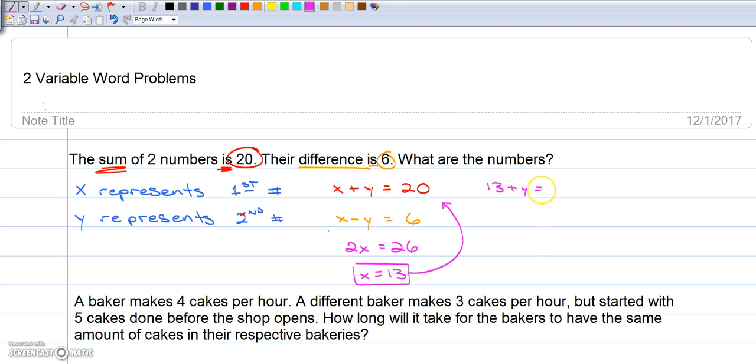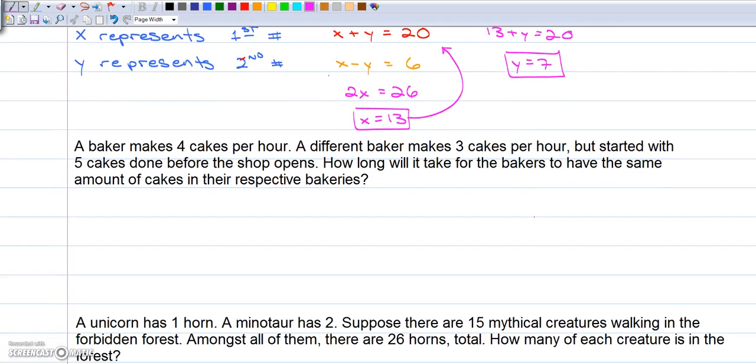13 plus y equals 20. And so y has to be 7. Done. When I looked at that original problem, it told me exactly what I needed to do. I just had to have variables to get that job done. So here we go. Number 2.